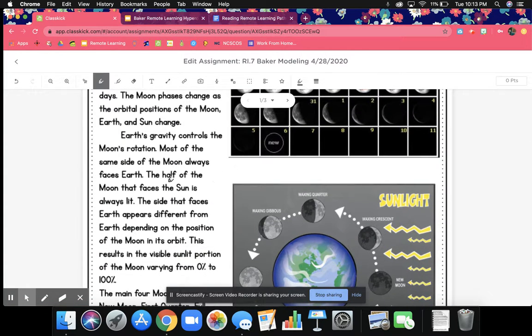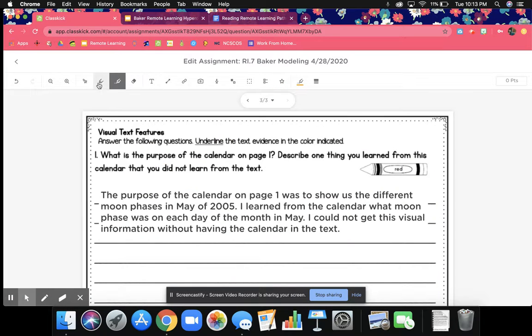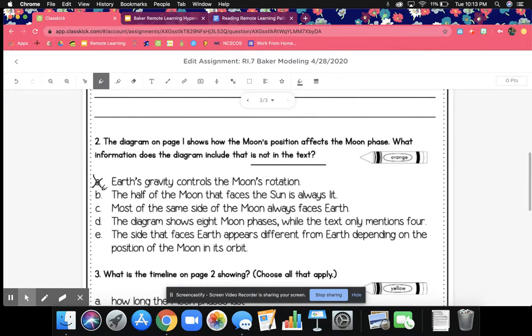Again, I think I remember seeing that. So the half of the moon that faces the sun is always lit. I'm also going to take my highlighter and highlight the text evidence of what I'm seeing, to X out, so that I remember, hey, I saw that. So the half of the moon that faces the sun is always lit was there. So I'm going to go back, get my pencil. I'm going to X that out because it was in the text.